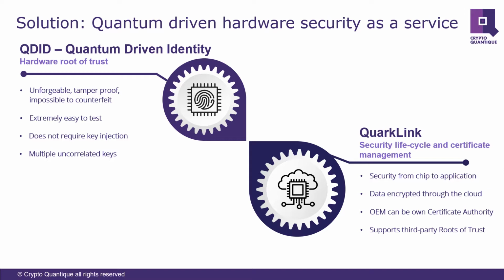The really cool thing about the QuarkLink is that it also becomes the certificate authority for your IoT ecosystem. It means you don't have to go externally for root certificates, and everything is handled from the QuarkLink point of view when it comes to PKI, that's public key infrastructure. It also supports third-party roots of trust, not only those roots of trust that include the QDID. We can support other roots of trust such as SRAM PUFs, secure crypto engines, secure enclaves, etc.